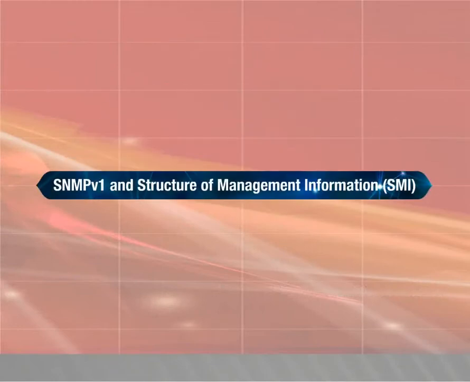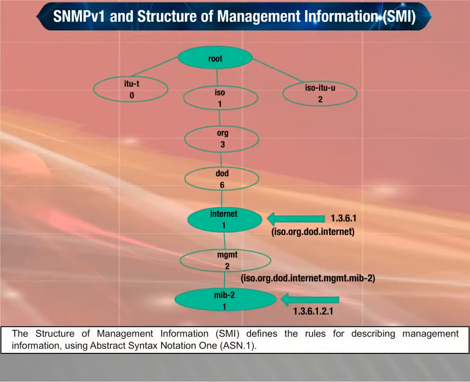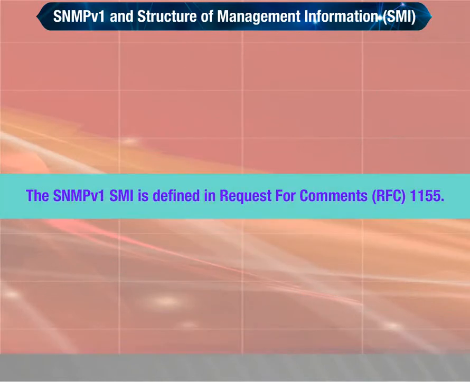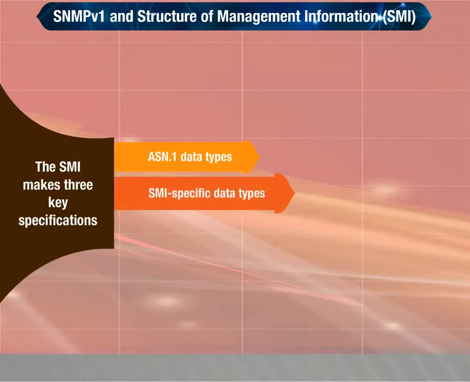SNMP v1 and Structure of Management Information SMI. The Structure of Management Information SMI defines the rules for describing management information using Abstract Syntax Notation 1, ASN.1. The SNMP v1 SMI is defined in Request for Comments RFC 1155. The SMI makes 3 key specifications: ASN.1 data types, SMI specific data types, SNMP MIB tables.